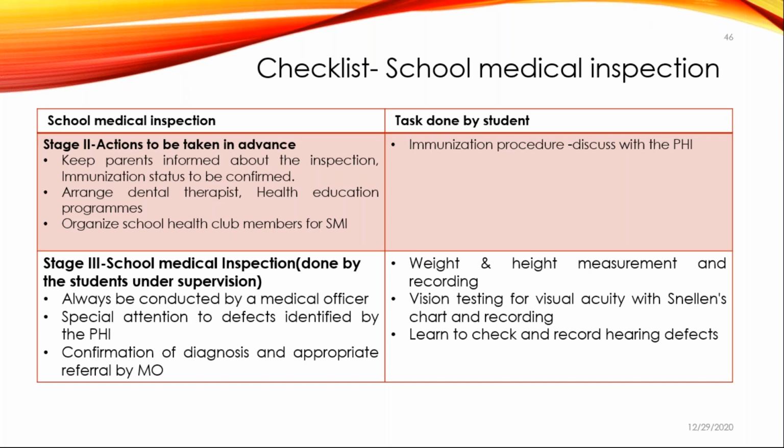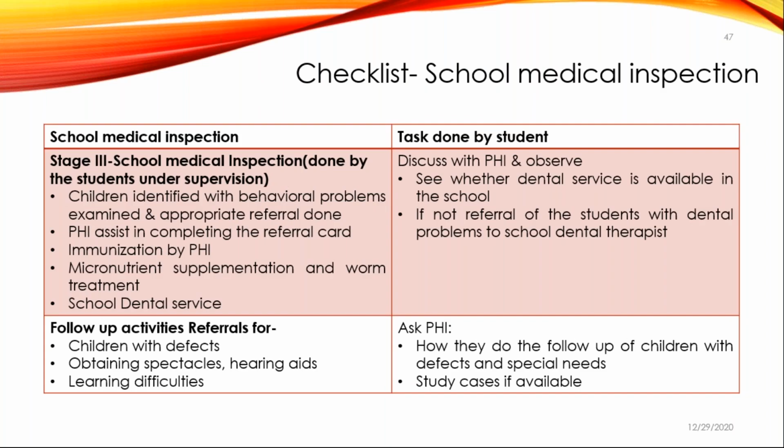There will be a follow-up of activities wherein the students can ask the public health inspector how the children who were identified with defects have been followed up in the previous months. So usually the school health programs have a quarterly health checkup which is conducted on a regular basis. So these documents can be seen by the students and followed up so that the children who need special care and attention are identified and these cases are studied.